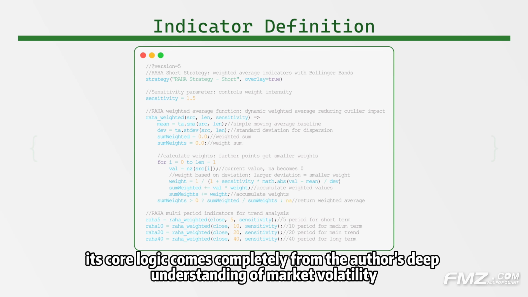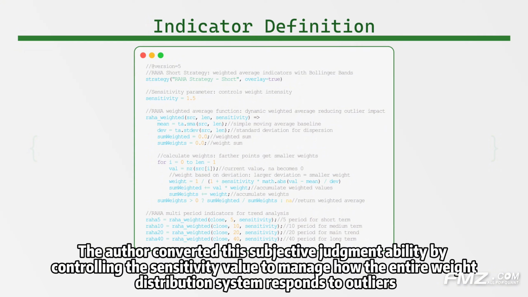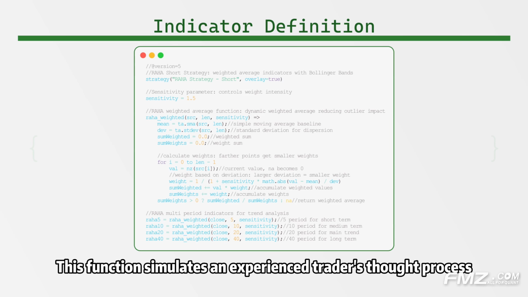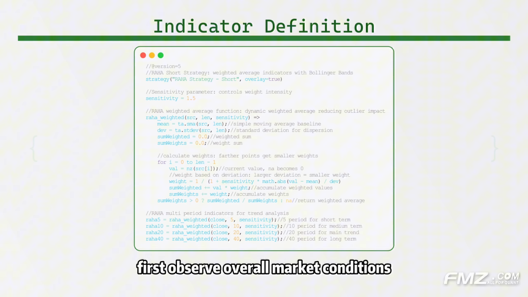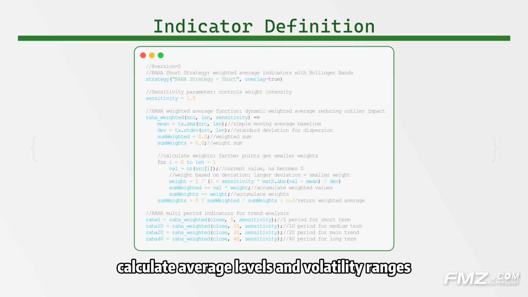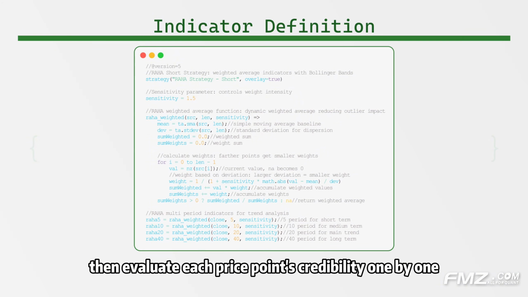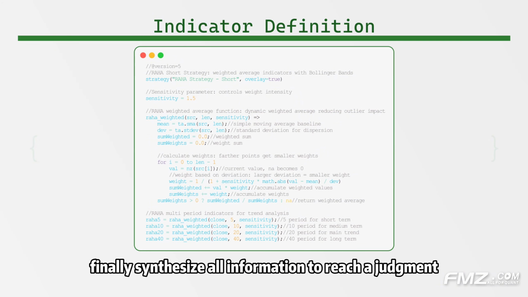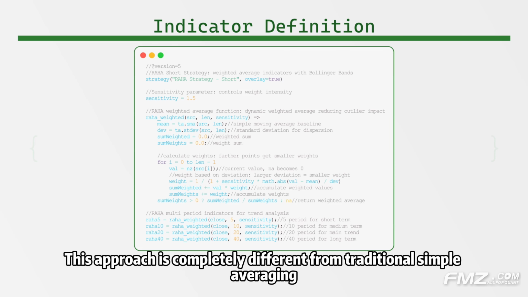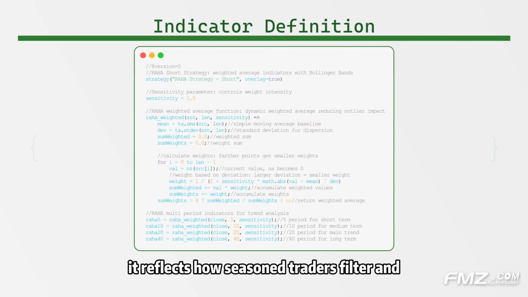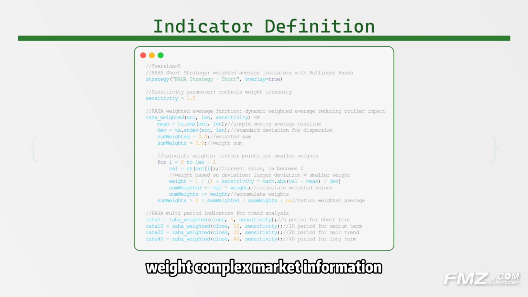Its core logic comes completely from the author's deep understanding of market volatility. The author converted this subjective judgment ability by controlling the sensitivity value to manage how the entire weight distribution system responds to outliers. This function simulates an experienced trader's thought process. First, observe overall market conditions, calculate average levels and volatility ranges, then evaluate each price point's credibility one by one, giving different weights. Finally, synthesize all information to reach a judgment. This approach is completely different from traditional simple averaging. It reflects how seasoned traders filter and weight complex market information.